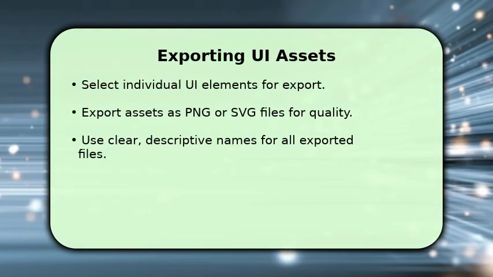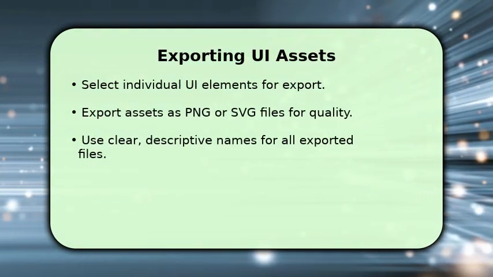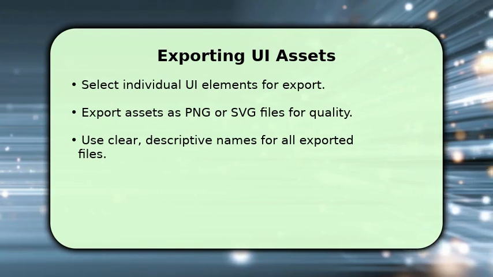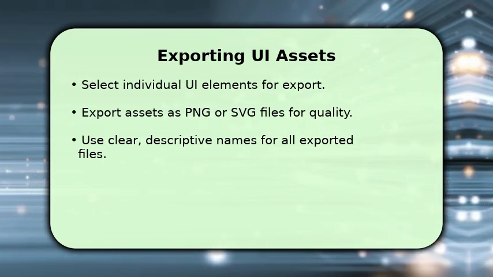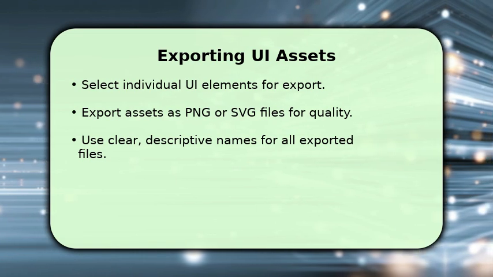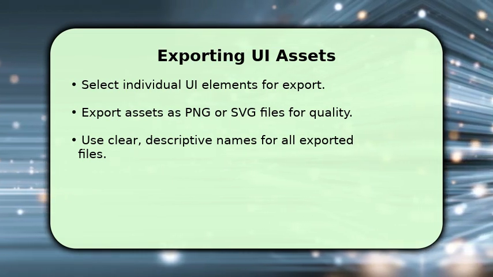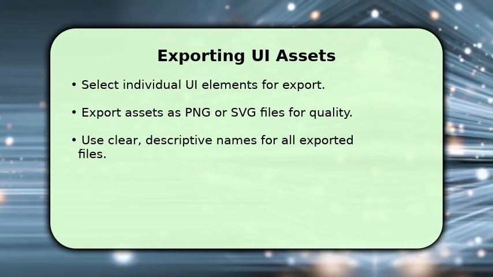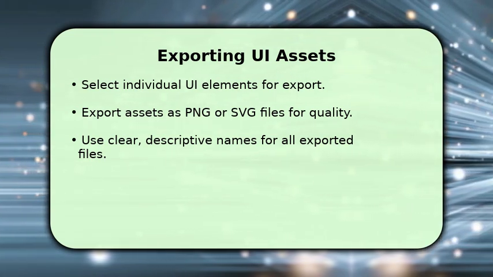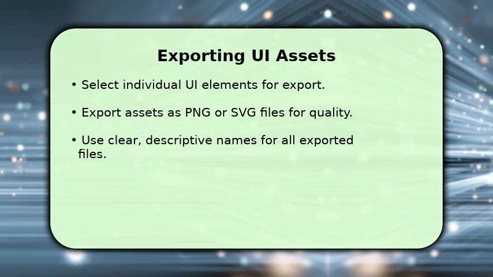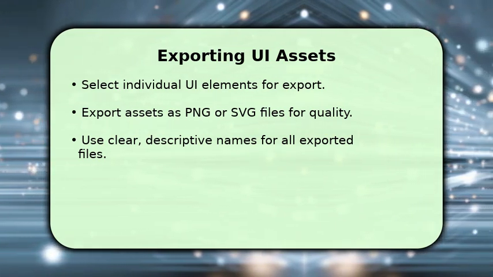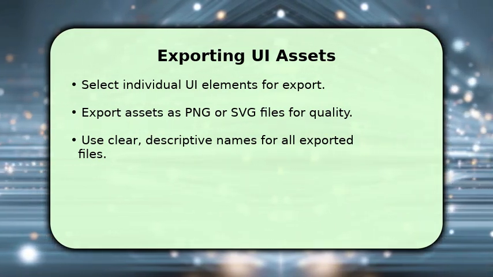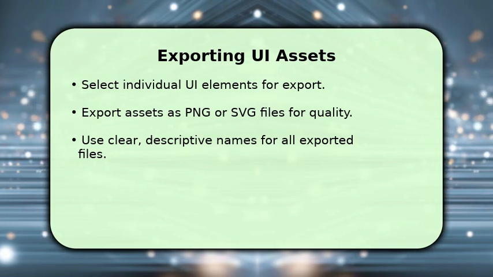After your design is complete, the next crucial step is exporting your assets. Select each UI element you wish to use in Roblox Studio. Export them as high-quality PNG or SVG files to maintain crispness. Naming your files clearly, like play button or settings icon, will make importing much easier. For intricate designs, consider slicing larger images into smaller, manageable pieces.